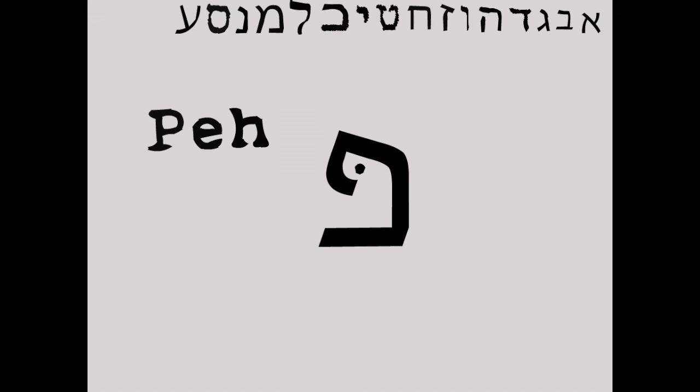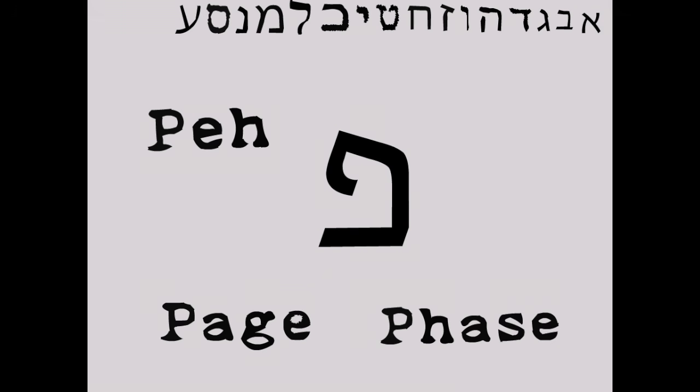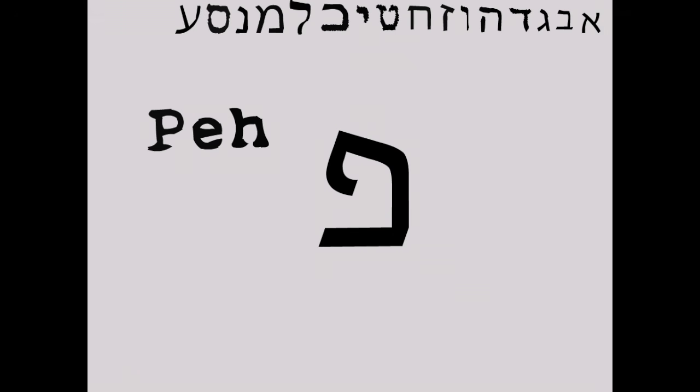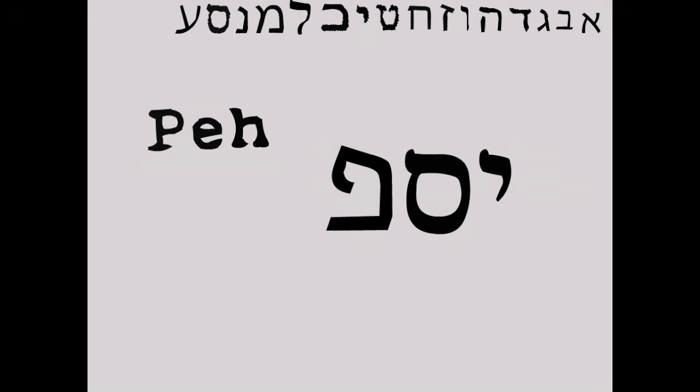The next letter is Pei. Pei makes a P sound, as in the word page. However, when you see a Pei with no dagesh, then it makes a softer PH sound, as in the word phase. So with a dagesh, it's a p, but without the dagesh, it's an f. Pei also takes a final form when it is the last letter in a word, which looks something like this.